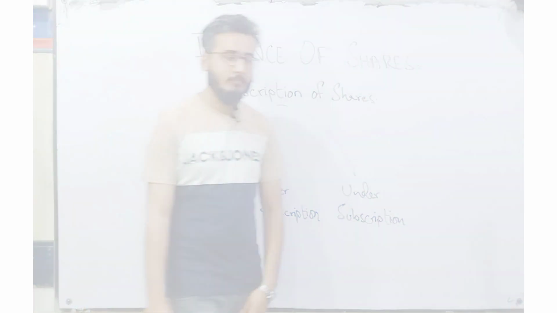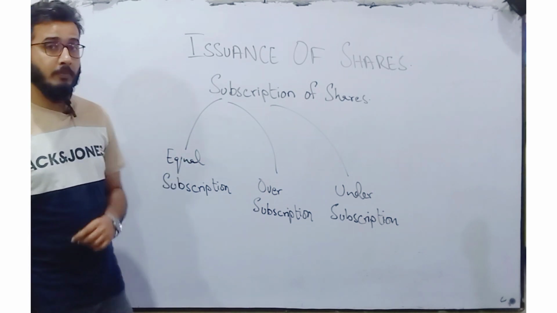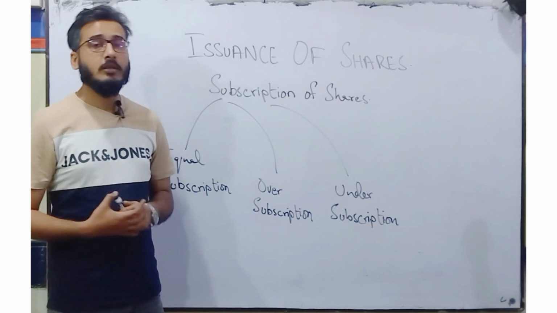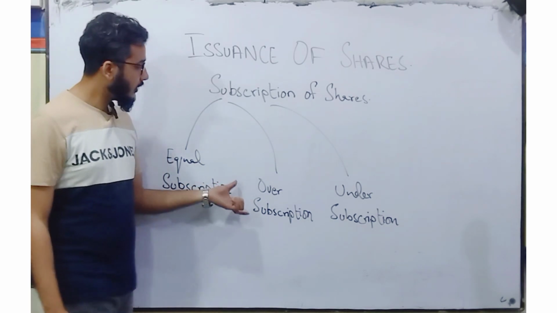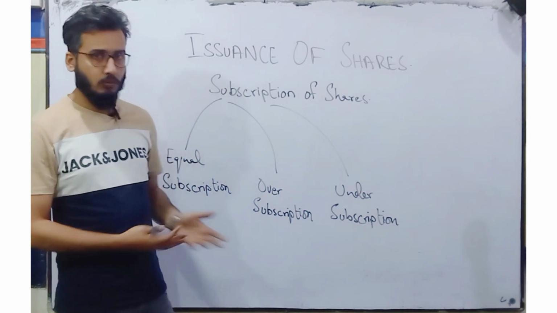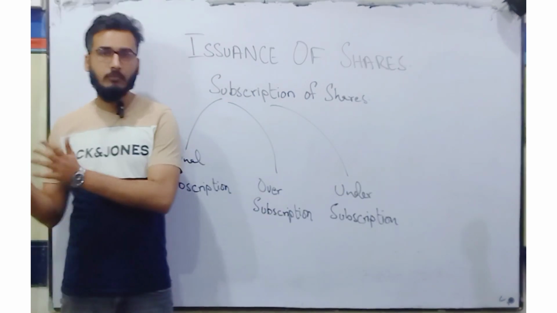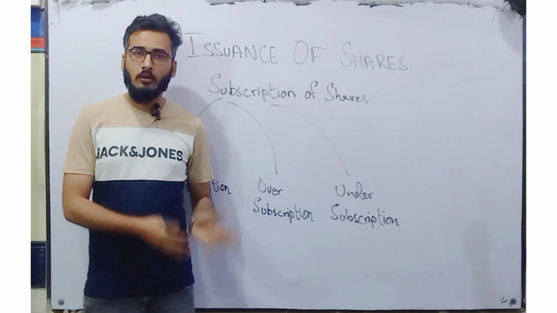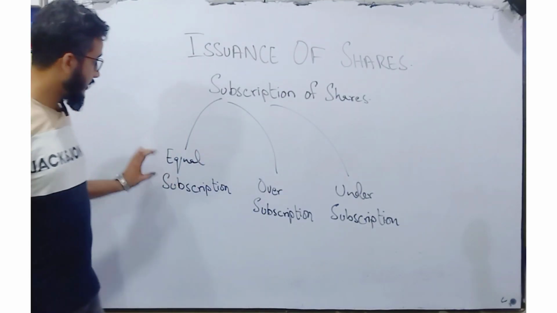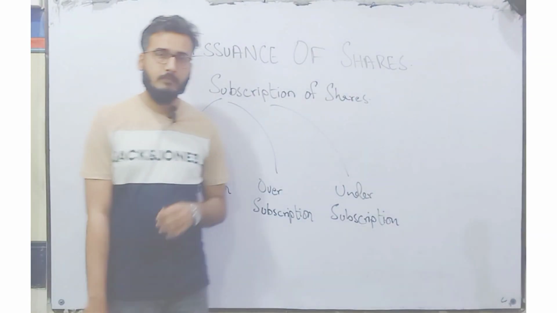subscription of shares. Okay, so there are three types of subscriptions. If the company offers the shares, these may be subscribed equally, or the company can receive oversubscription. And what does the company do? We'll see in the same case. And then undersubscription, where the company offered a larger number of shares and a smaller number of the public subscribed into the company. So let's see how equal subscription works and what the accounting treatment of it is.